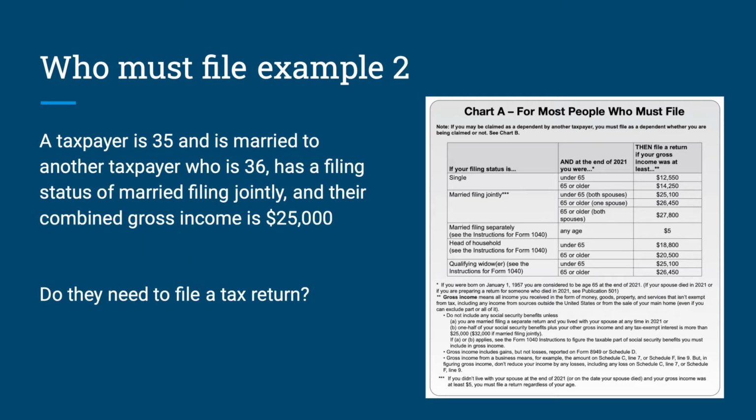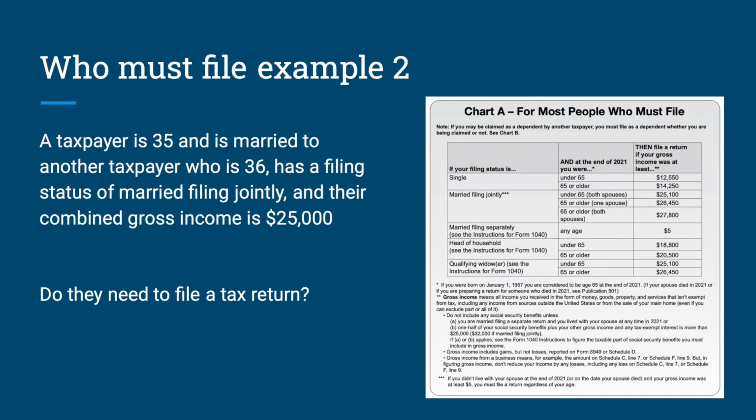For example 2 here, we have a taxpayer who is 35 and is married to another taxpayer who is 36, and they are filing a joint return together, and their combined gross income is $25,000. Do they need to file a return?